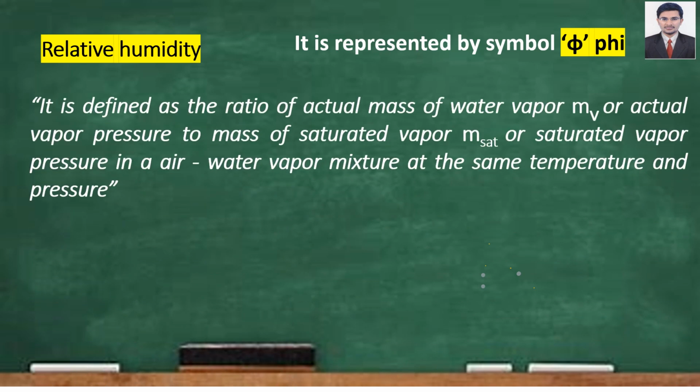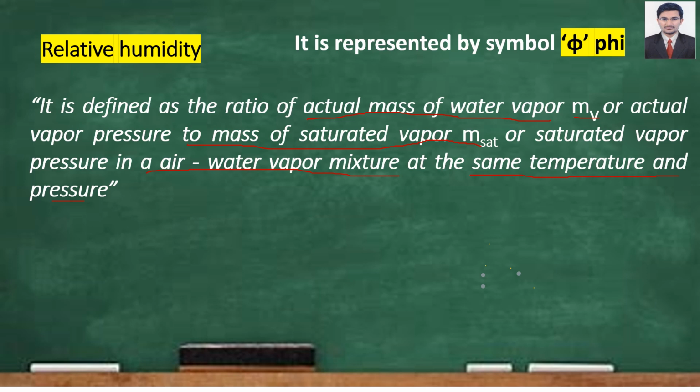Now I will define relative humidity. It is defined as the ratio of the actual mass of water vapor, mv, to the mass of saturated vapor, m saturated, in an air water vapor mixture. The condition is that both water vapor and saturated vapor should be measured at the same temperature and pressure. This is one type of definition of relative humidity.